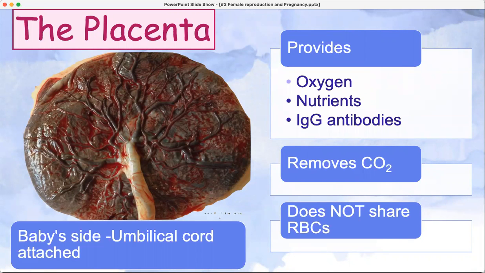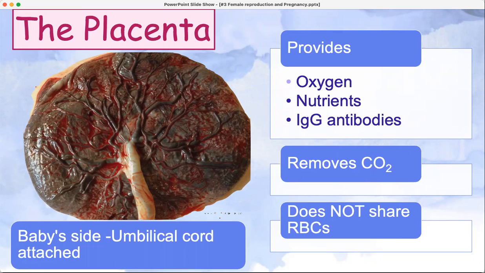The placenta, going on to the placenta. This is showing the placenta, on the baby's side, the umbilical cord's attached. It's providing oxygen, nutrients, IgG antibodies. Remember from the immune system, the blood system, IgM antibodies can't cross, but these small IgG antibodies can cross. So it gives the baby some immunity right at birth.